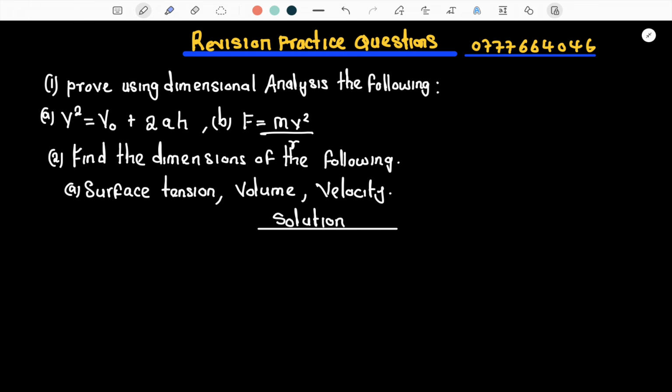We shall be looking at this revision practice questions on dimensional analysis, where I'm going to explain to you simply how to prove by means of this analysis given formulas. And I'll be able to simplify things so that you are able to easily get the concept.